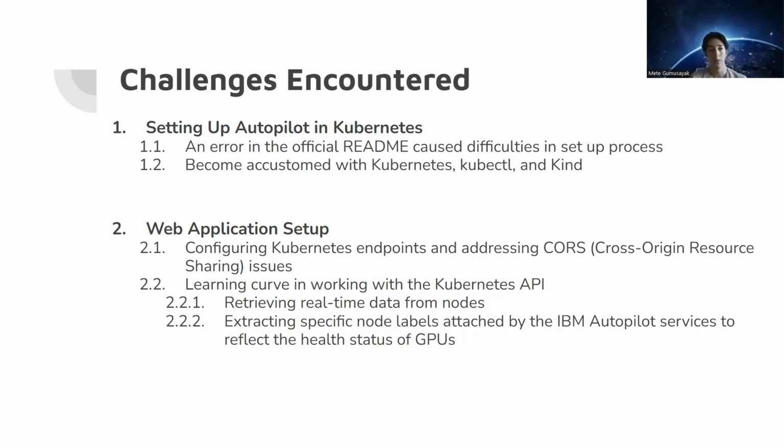Another issue with web app setup was the learning curve of learning how to use the Kubernetes API, because we need to get real-time data from all the nodes, and then we need to get all the information and labels for each of the nodes with Autopilot. And then we fixed this issue by thoroughly understanding the documentation of the Kubernetes API.